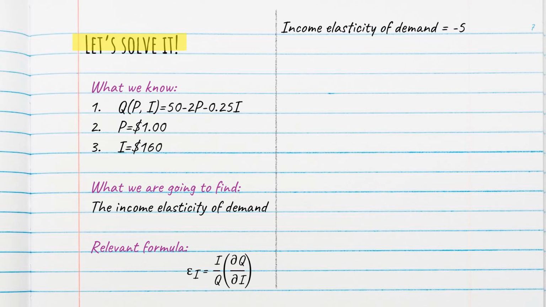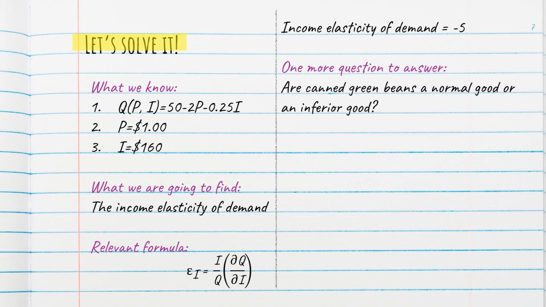Now that we know the income elasticity of demand is negative 5, we can answer our second question, which is, are canned green beans a normal good or an inferior good? Answering this question is all about looking at the sign of the income elasticity of demand. Our good in question, canned green beans, is an inferior good.